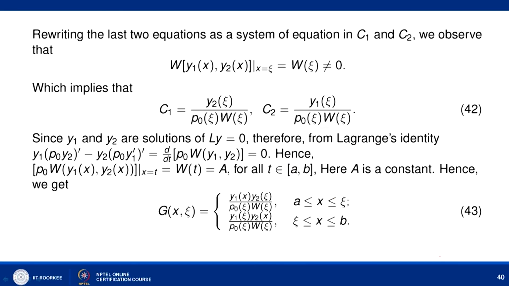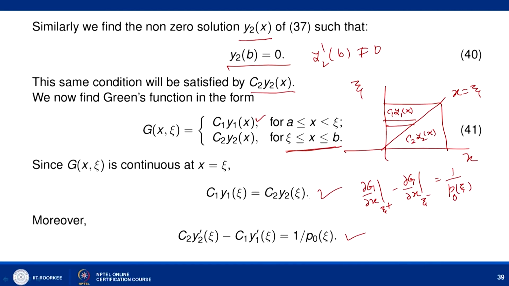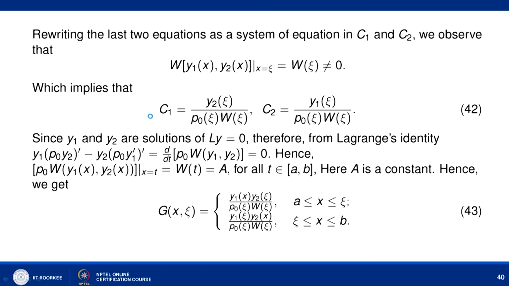Now, we simplify these two equations to find c1 and c2, because if we know c1 and c2, then our Green's function is known to us. So, rewriting the last two equations as a system of equations in c1 and c2, we observe that the Wronskian of y1 and y2, that is y1 y2' minus y2 y1', at the point x equal to xi is non-zero. Why? Because y1 and y2 are linearly independent solutions.